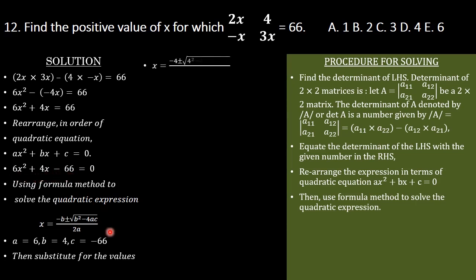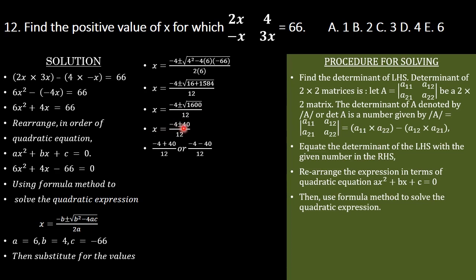Then substitute the values in the formula, that is x is equal to minus 4 plus or minus the square root of 4 squared minus 4 multiplied by 6 multiplied by minus 66, over 2 multiplied by 6. x now is equal to minus 4 plus or minus the square root of 16 plus 4 multiplied by 6 multiplied by 66, that is plus 1584, over 12. Then x is equal to minus 4 plus or minus the square root of 1600 over 12. x is equal to minus 4 plus or minus 40 over 12.